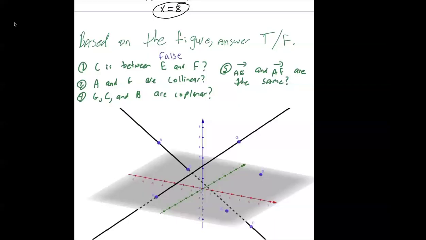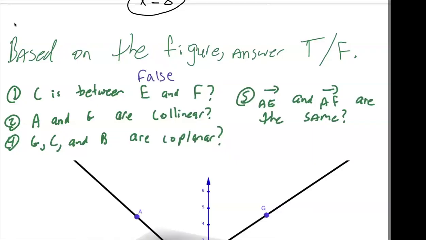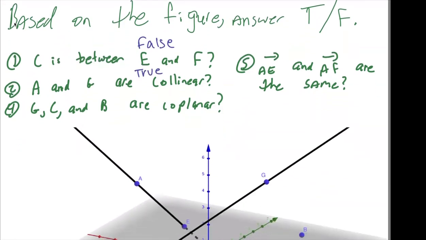Between means middle. A and G are collinear. Do we need the picture? No. Two points are always collinear. Write it down, please. We do not need the picture. G, C, B are coplanar. Do we need the picture? No. Three points are always coplanar.